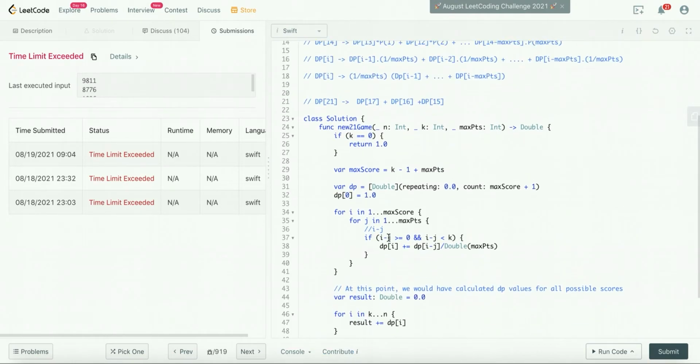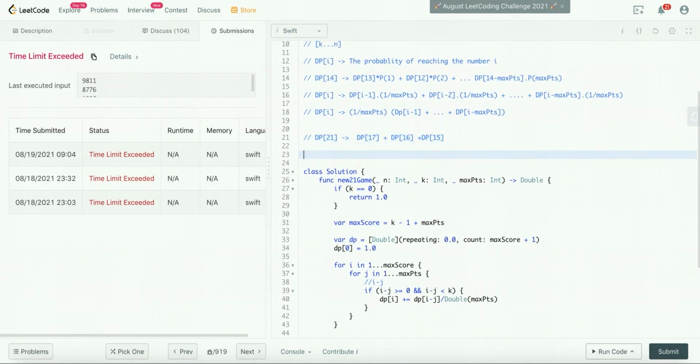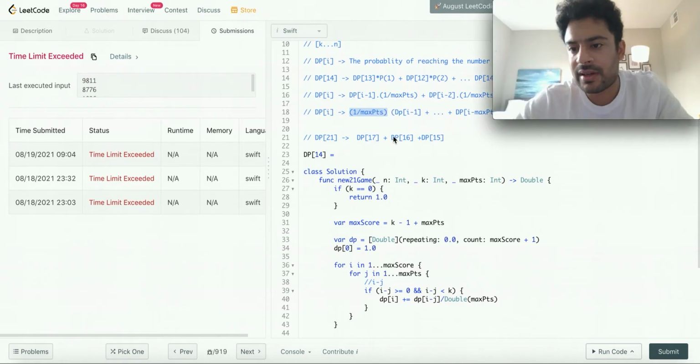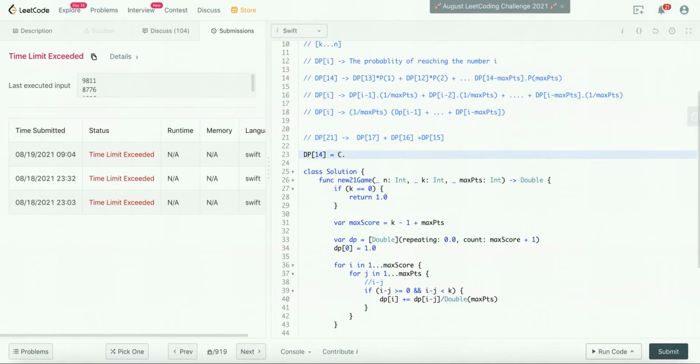Now, let me lay the foundation for the more optimal solution. Let's look at dp of 14, right? This is a constant, so let's just call this c. So this will be c into dp of 13 plus dp of 12 plus, and we'll go on until dp of 14 minus 6, which is dp of 8, so dp of 9 plus dp of 8. Yeah, this is how it will be.